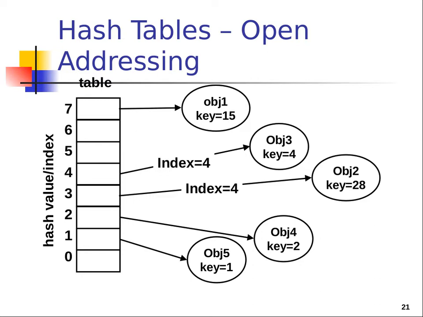Let's look at the middle 2, object 3 and object 2. The key is 4, so 4 mod 8 is still 4, that's good. But the next one you have 28, and what's 28 mod 8? It's 4 as well. But where did they put it though? At 3. What do you think the pattern was? First empty space. The next empty space, right. So this one is a type of open addressing.